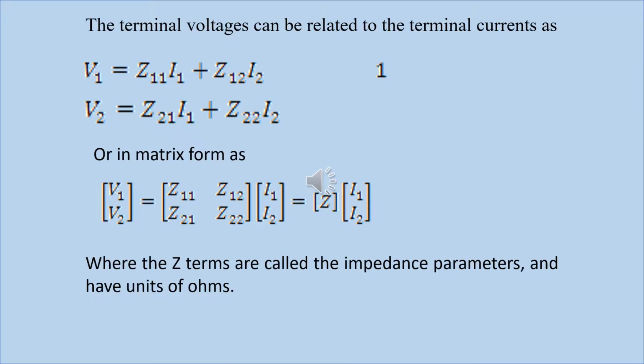Our Z parameter can be calculated from the general formula V1 equals Z11 I1 plus Z12 I2, and V2 equals Z21 I1 plus Z22 I2. In this equation, our V1 and V2 are the dependent variables, while I1 and I2, that is the current at the input and the current at the output, are the independent variables, and the matrix can be written as shown on this slide.